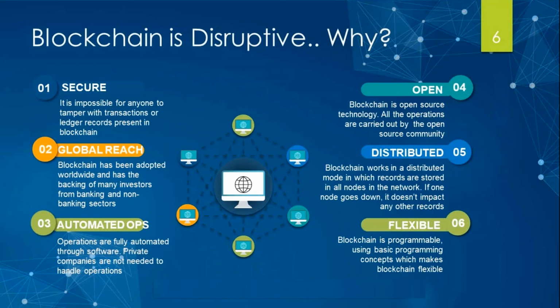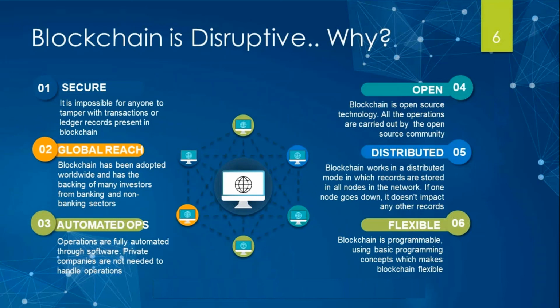Third most important part is automated operations. Now, this is really critical because if the system is automated, you are not expecting any manual intervention in the system. Operations are completely automated through software. Private companies are not needed to handle operations on a day-to-day basis with manual intervention, which saves your effort. It also increases your accuracy in operating, and all of that comes in handy when it comes to automation.